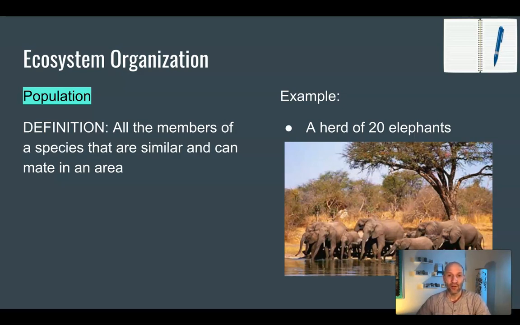Now, you'll notice there's also the statement at the end that a population has to be in an area where they can mate. So if you have two groups of animals separated by a mountain, well, then they're not going to form a population because they can't get across the mountain in order to mate. Those would be two separate populations. An example here would be a herd of elephants. That herd of elephants is all the same species, and they can mate.